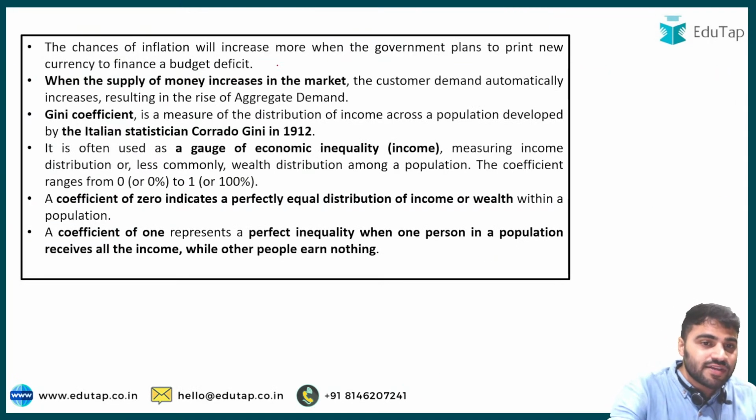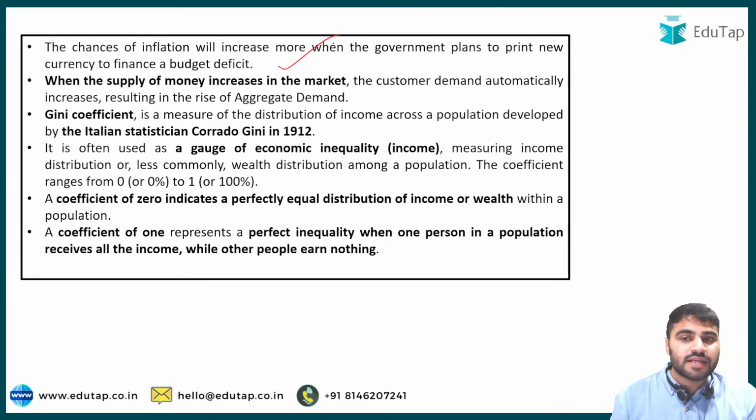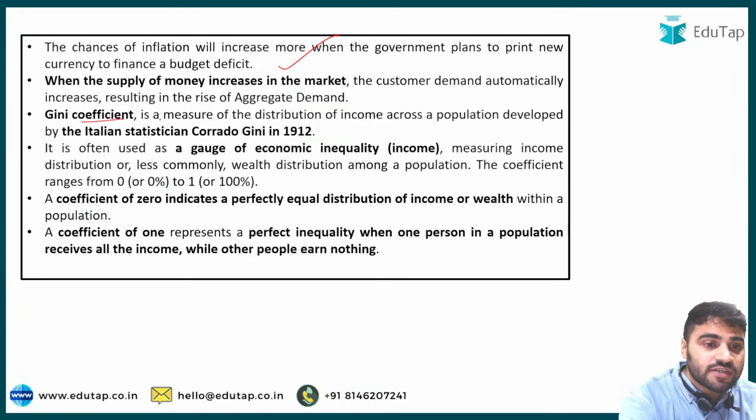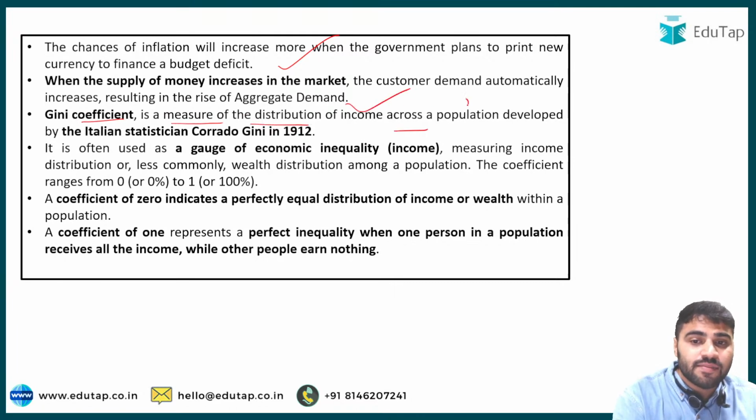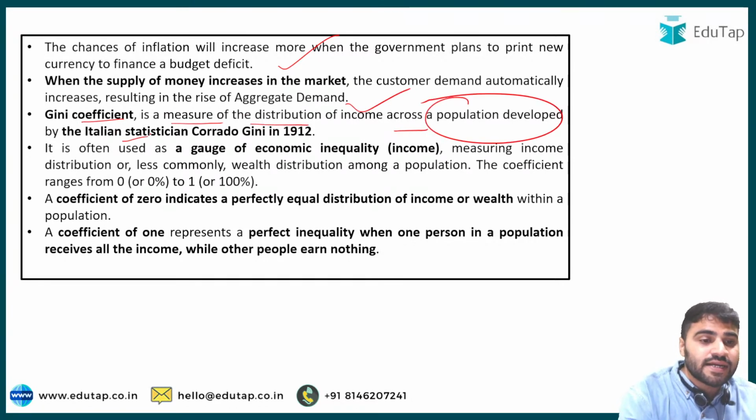So the chances of inflation will increase more when the government plans to print a new currency to finance a budget deficit. So when the supply of money increases in the market, the customer demand automatically increases, resulting in the rise of aggregate demand. So Gini coefficient is a measure of the distribution of income across a population developed by the Italian statistician Corrado Gini in 1912.